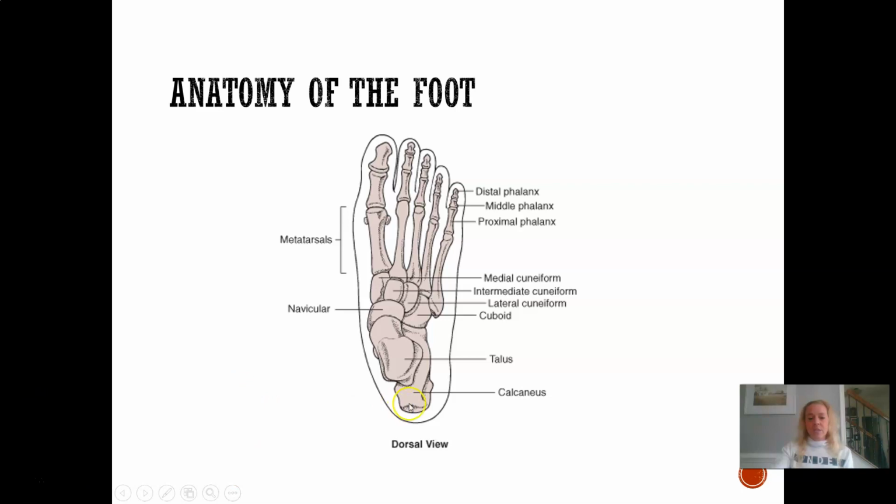So here in the picture, you can see the division. Here we have the talus and the calcaneus, so this is going to make up the hind foot. As we move forward, the navicular is going to articulate with the talus. Then we have the larger cuboid over here on the lateral side of the foot. And then you have your three cuneiforms. Those are going to make up your midfoot. And then your forefoot are your metatarsals and your phalanges.